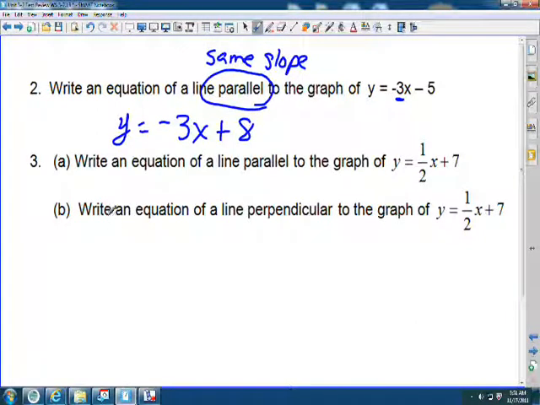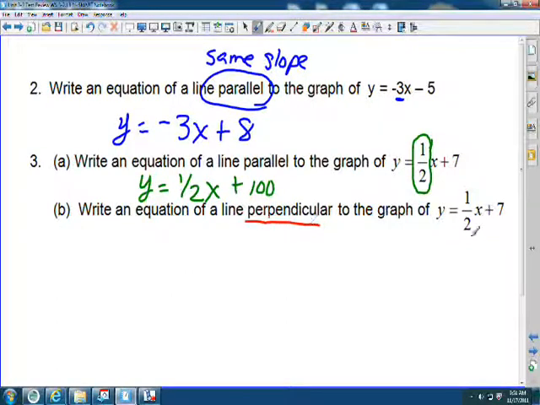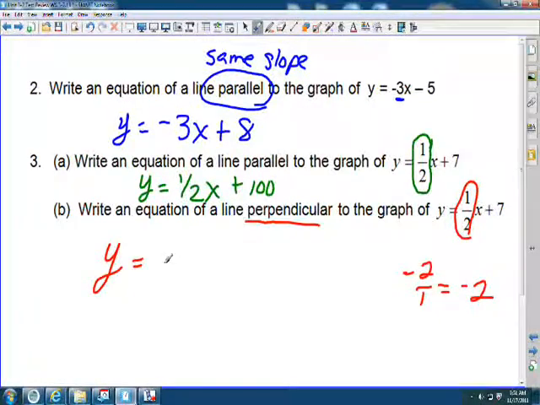Number 3 says write an equation of a line that is parallel. Well, here's my slope. So I'm going to have y equals 1 half x, plus 100. It doesn't matter what it is as long as it's a different y-intercept. Now perpendicular, here's the perpendicular. Here's my slope. My slope is positive. To be perpendicular, I need to make it negative, and I need to flip this over, which becomes 2 over 1. Well, negative 2 divided by 1 is negative 2. So my equation would be y equals negative 2x.